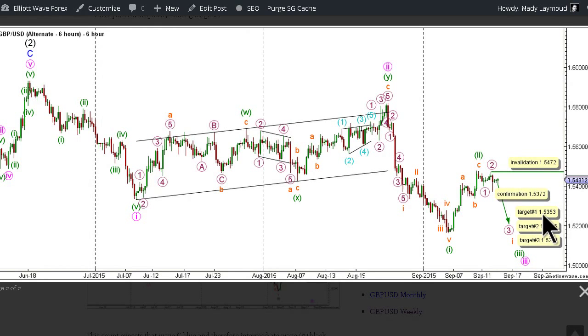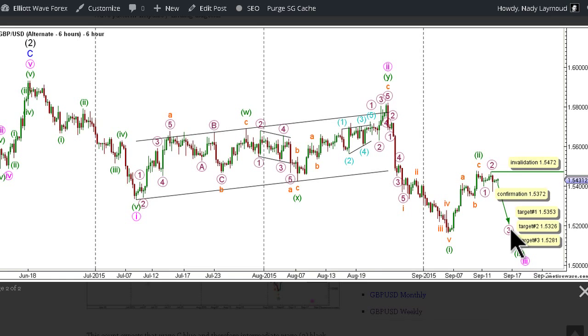The first target is at 1.5353, as at that level wave 3 purple will reach 1.618 the length of wave 1 purple. The second target is at 1.5326, as at that level wave 3 purple will reach 200% the length of wave 1 purple, and the final target is at 1.5281, as at that level wave 3 purple would reach 2.618 the length of wave 1 purple. This count would be invalidated by movement above 1.5472, as within wave 3 purple, no second wave may retrace more than 100% the length of its first wave.